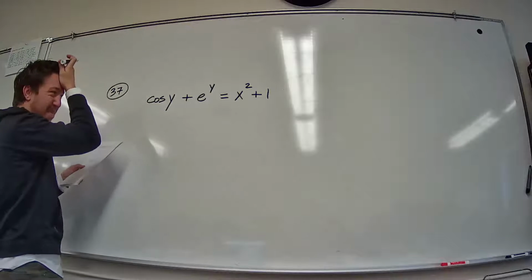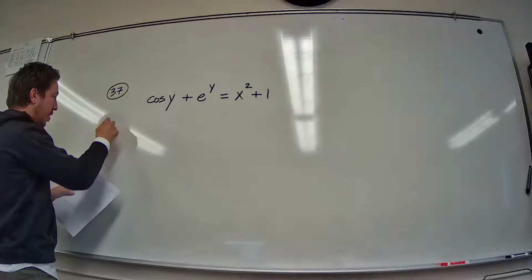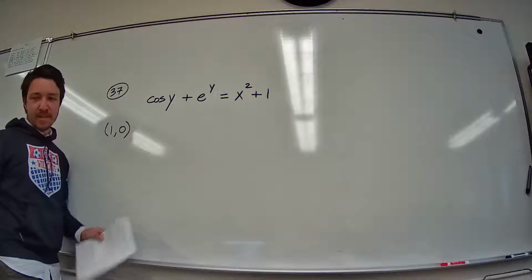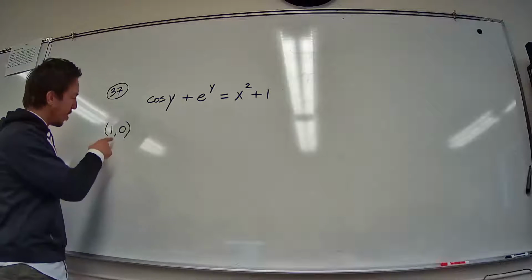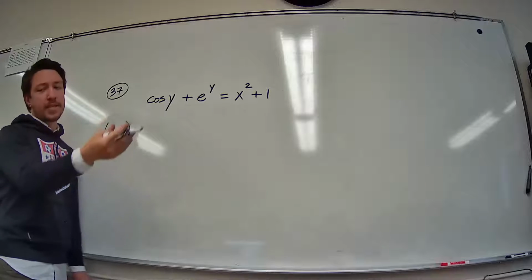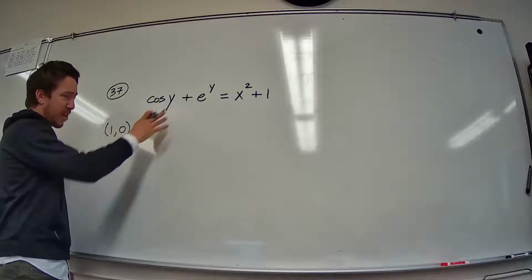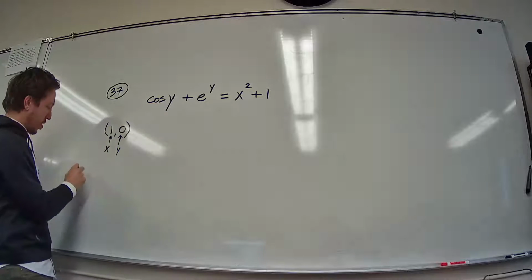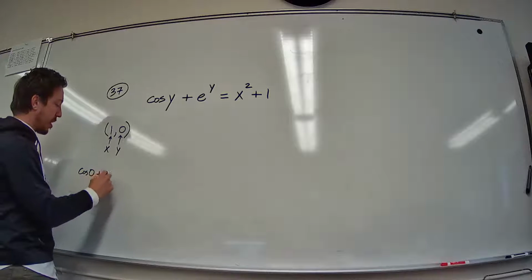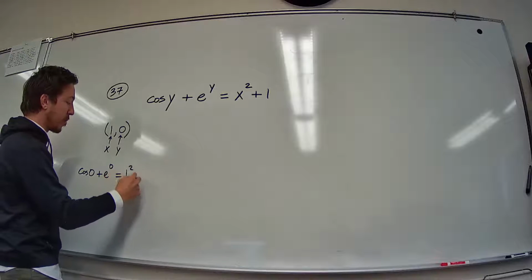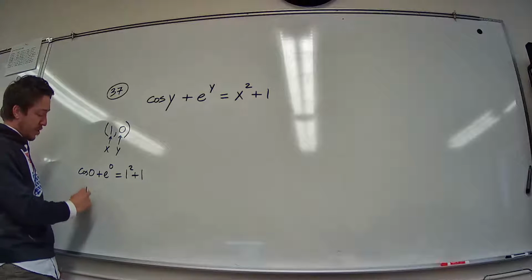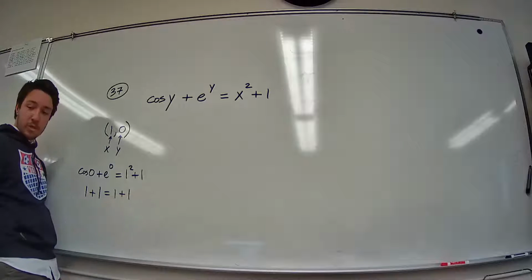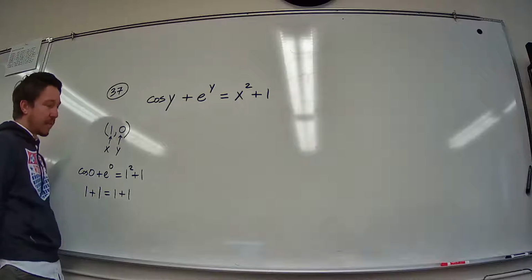And let's first just make sure I didn't mess up, which I probably could have. Is the point (1, 0) even on this curve? Hopefully it is, because if not, that's embarrassing for me. To know if this point's on the curve, you have to plug in: this is my x, this is my y. So cosine of 0 plus e to the 0 should be equal to 1 squared plus 1. Cosine of 0 is 1, e to the 0 is 1. That is true. So, great, that point does live on the curve.